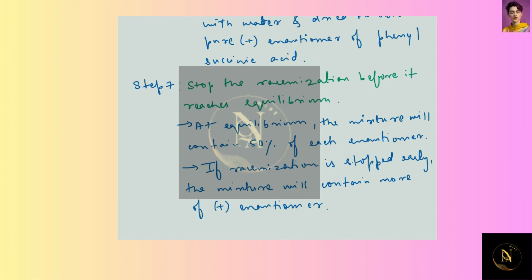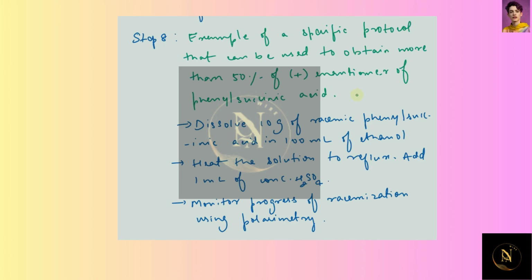Next is last step, that is step 8. Example of a specific protocol that can be used to obtain more than 50% of plus enantiomer of phenylsuccinic acid. So this is the overall procedure, that is dissolve 10 gram of racemic phenylsuccinic acid in 100 ml of ethanol. Then heat the solution to reflux. Add 1 ml of concentrated H2SO4.